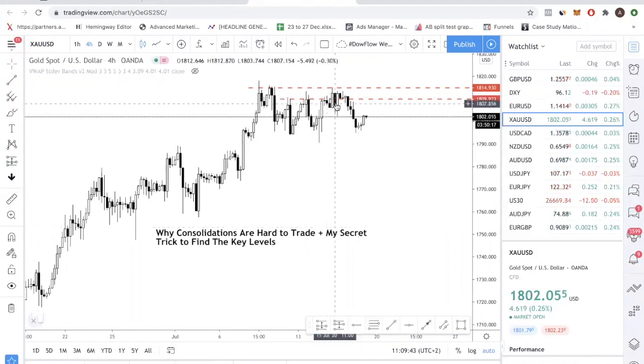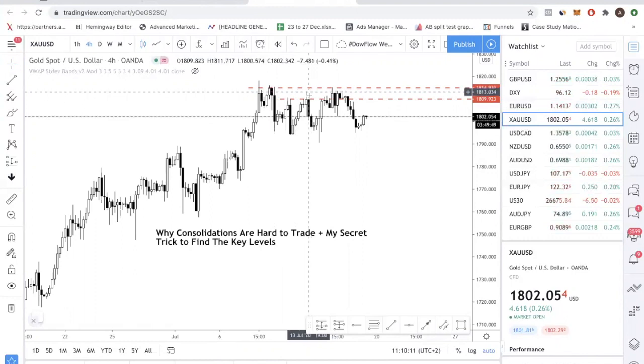Over here, what I've done is I have drawn two lines, at 1809 and 1814. So this is the challenge of trading consolidation. If you get the level wrong, you're going to lose money. If you had shorted at 1809, not considering this upper resistance, and you put your stop loss above this swing high point over here, then you would have lost money.